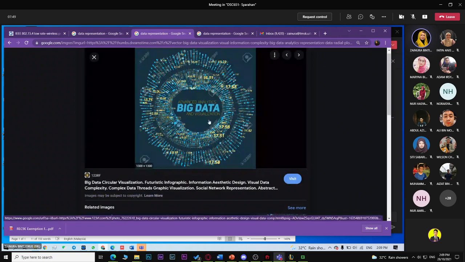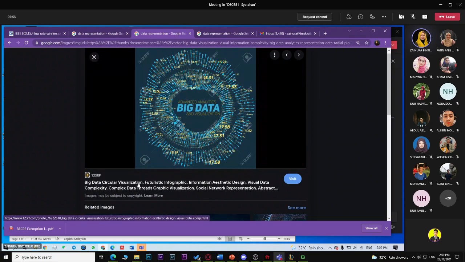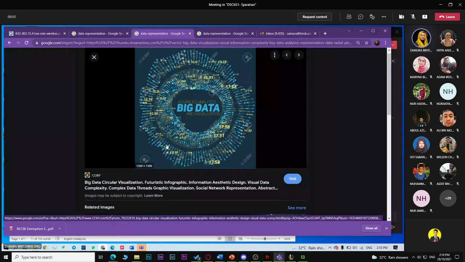Then let's see more. You see this one. Kan? This is circular visualization, nama dia. Futuristic infographic. Futuristic. Even though the data is, you see, very congested. Yes, when it comes to big data, everything is congested. But they have so many information in a single graph. That's why we call it visualization.